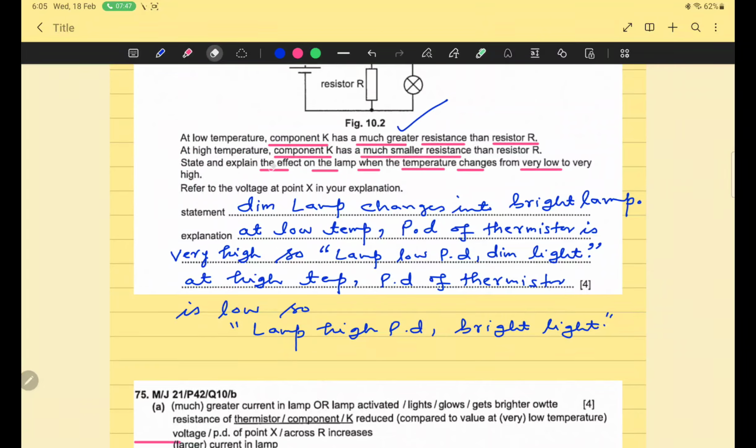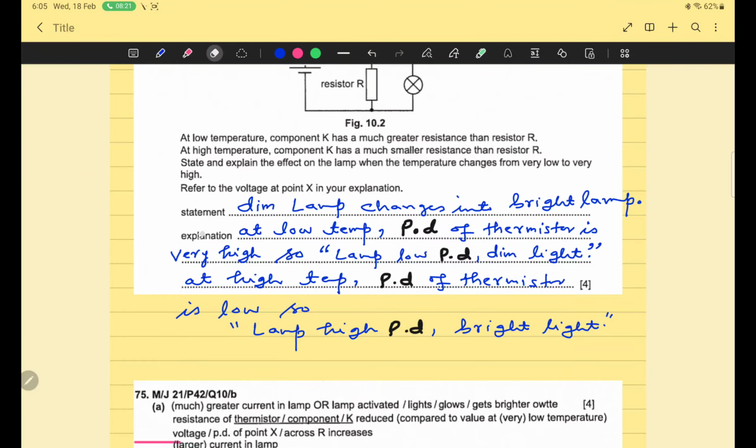Initially, the lamp is dim at low temperature. At high temperature, the lamp becomes bright. So how is it possible? I have explained my answer, and my explanation refers to the voltage. Voltage means PD. My whole explanation is with respect to PD, which means voltage. So I hope that this question is explained.